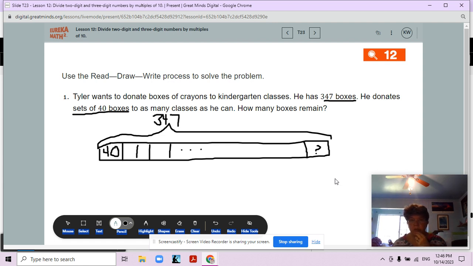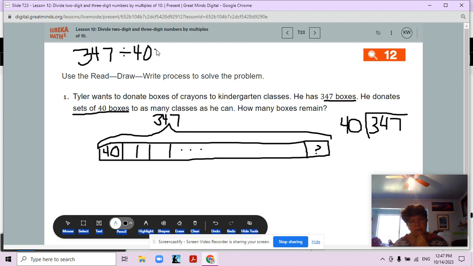We can also do the vertical form or the standard algorithm. 347 is what we're dividing up, and we're dividing it in groups of 40. Okay, so it's always good to do an estimate too, and a lot of times when we do our estimate, we write it out like this: 347 divided by 40. So now we're thinking about our 4s. I'm going to draw a little estimate sign there. Okay, so we're thinking about our 4s.